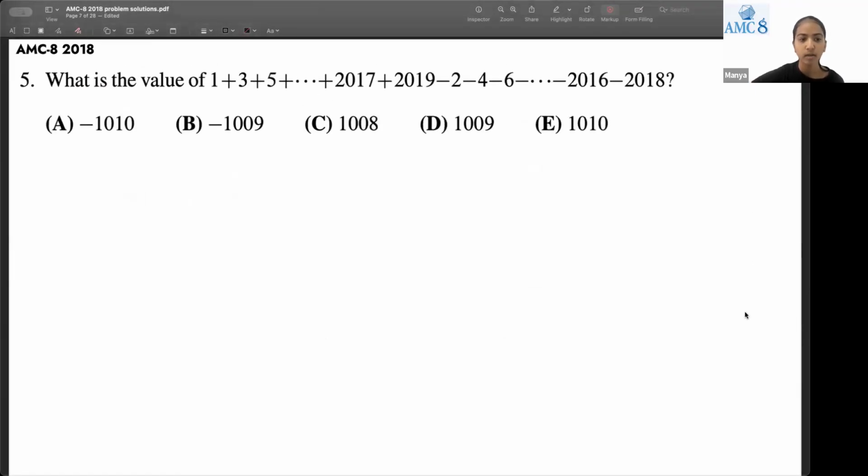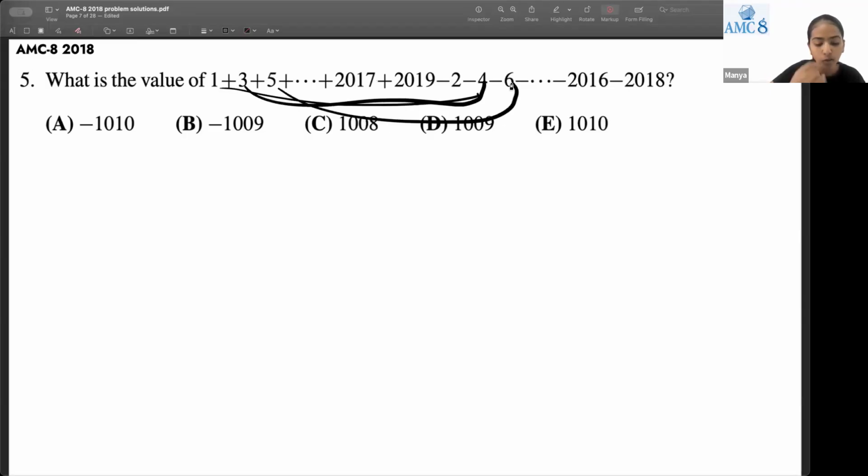Problem number 5. What is the value of 1 plus 3 plus 5 and so on till 2017 plus 2019 minus 2 minus 4 minus 6 all the way until negative 2016 minus 2018? So we can start off by solving this problem by doing 1 minus 2, 3 minus 4, 5 minus 6, and so on like that.